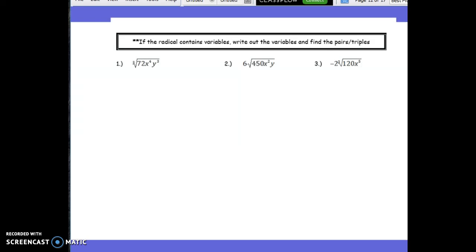Now we're going to talk about what happens when we have variables underneath the radicand. So in our first example, well, before we start, let's just look at if I had something simple underneath the radicand. If I had x to the third power, and then y squared, and then z to the fifth power.